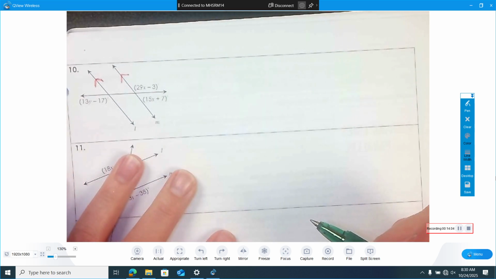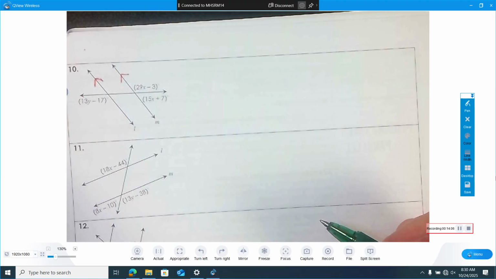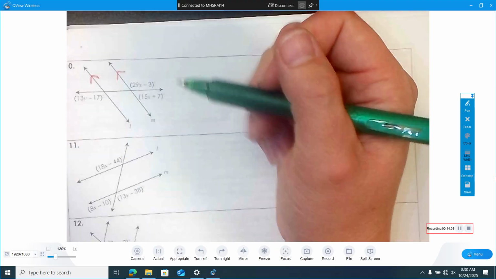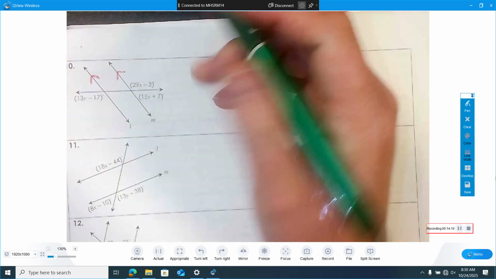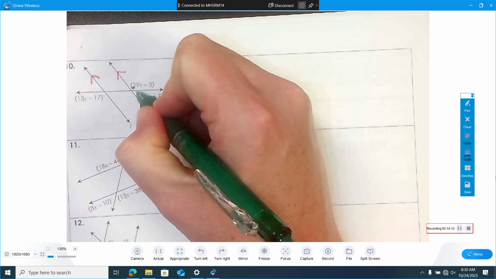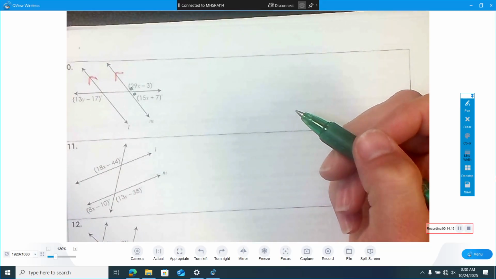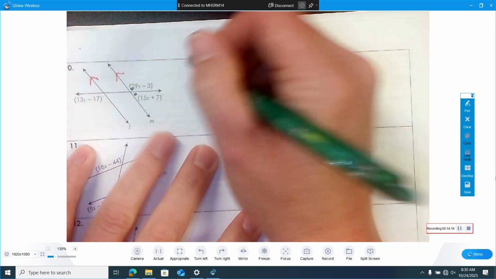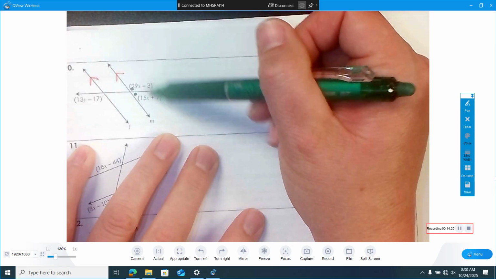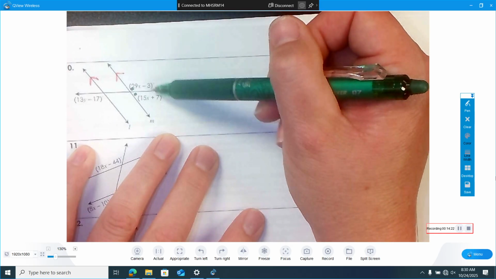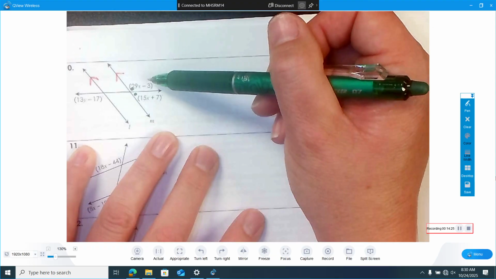I started with the 29x minus 3 plus 15x plus 7. Okay. It's equal to 180. That's true. Why? Because they're a linear pair. Because they are a linear pair, yes. Yeah, I noticed you chose the ones that both have x's. That's nice. It's much easier to solve an equation that has only x's in it.